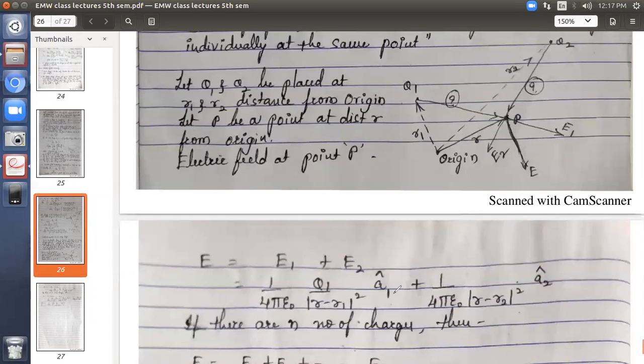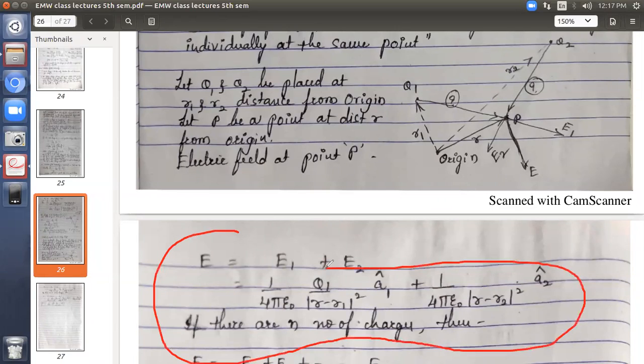Now coming to the next, I have drawn this figure considering two charges Q1 and Q2. So two fields exist, E1 and E2. So what will be the total field? Total field E is equal to E1 plus E2. That's what I have written here. E is equal to E1 plus E2.